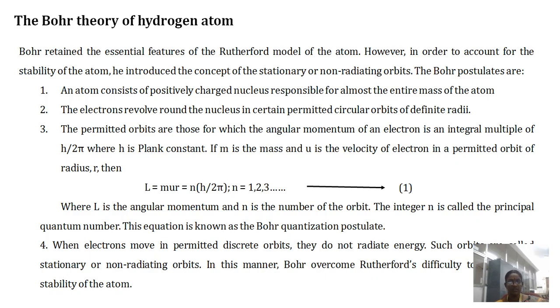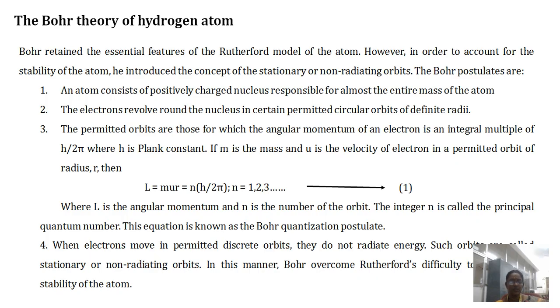m is mass and u is velocity of an electron in a permitted orbit of radius r. L is equal to mur, which will be equal to n h by 2 pi, where n is equal to 1, 2, 3. Then L is nothing but angular momentum and n is the number of the orbit. The n is an integer called the principal quantum number. This equation is known as Bohr quantization postulate.